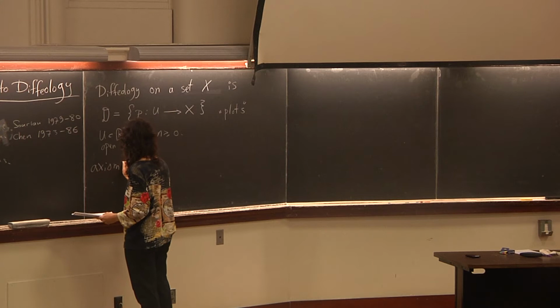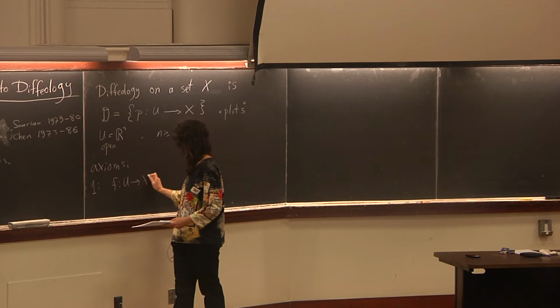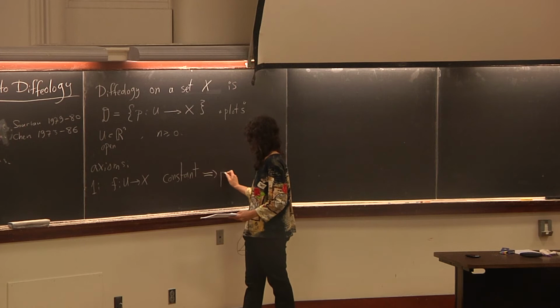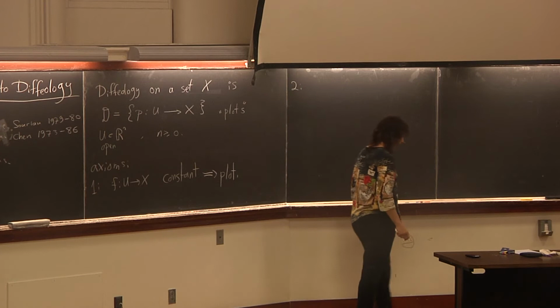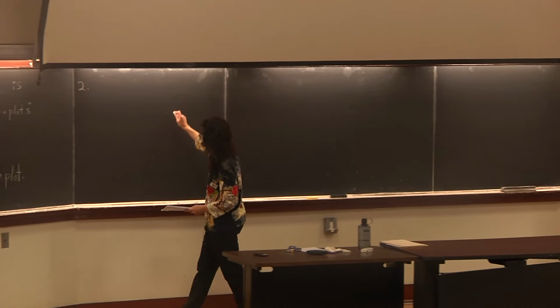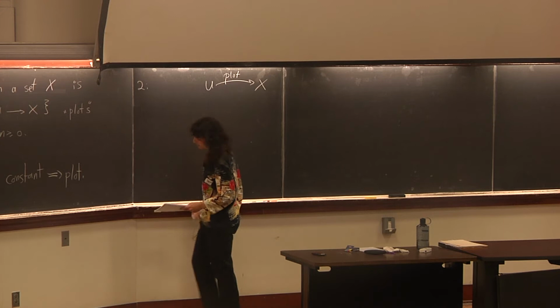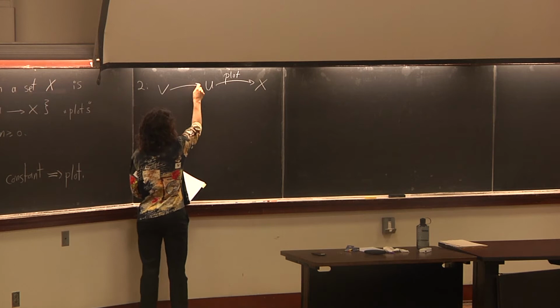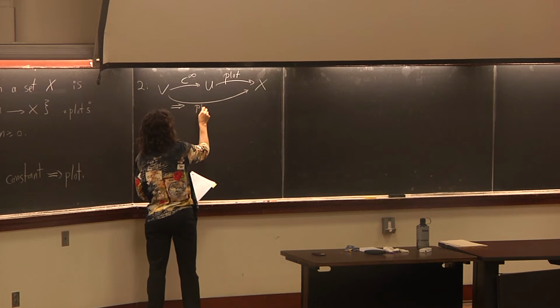First axiom, every constant map is a plot. Second axiom is the only place where we see infinity. The precomposition of a plot with an ordinary smooth map is a plot. So if this is a plot whose domain is an open subset of R5, and this is a smooth map from R17 to R5, then the composition is a plot. In particular, you can compose by the inclusion map of an open subset.